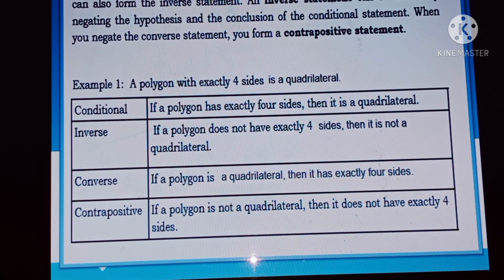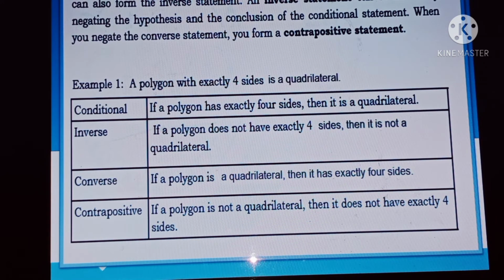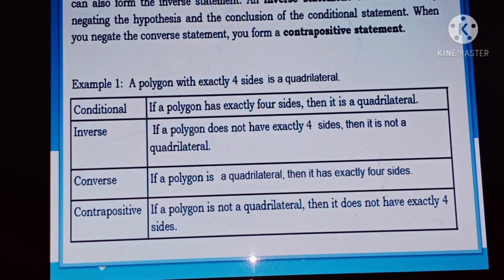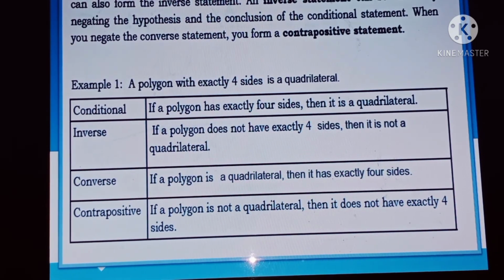Okay, so yung converse, pagpapalitin natin yung hypothesis pati yung conclusion. So, if a polygon is a quadrilateral, then it has exactly 4 sides, no? So, that is the converse. Pinagpalit lang natin. Then, the contrapositive: if a polygon is not a quadrilateral, then it does not have exactly 4 sides.